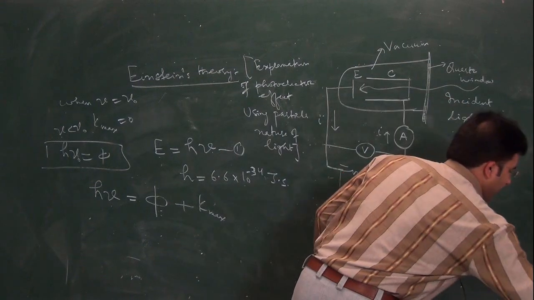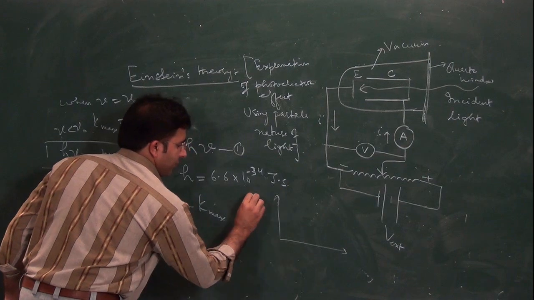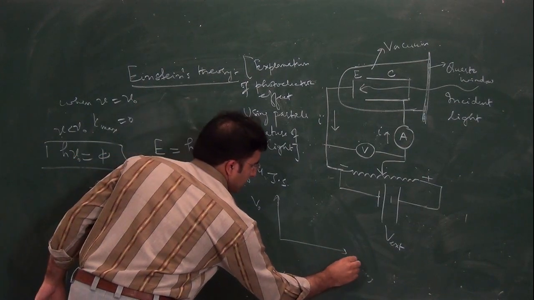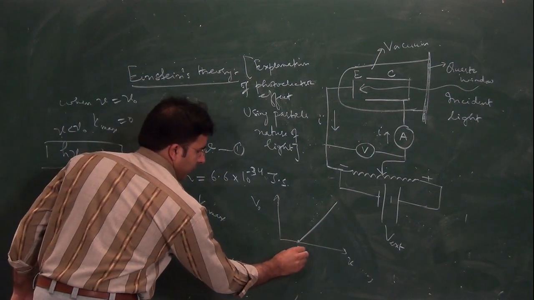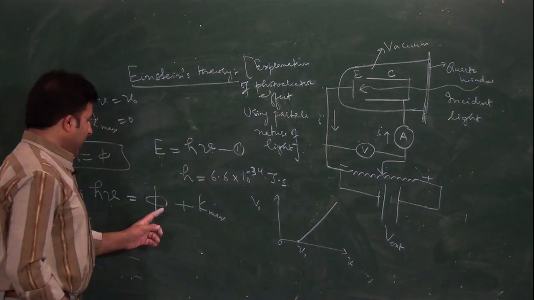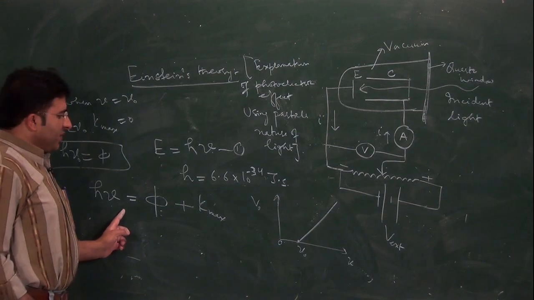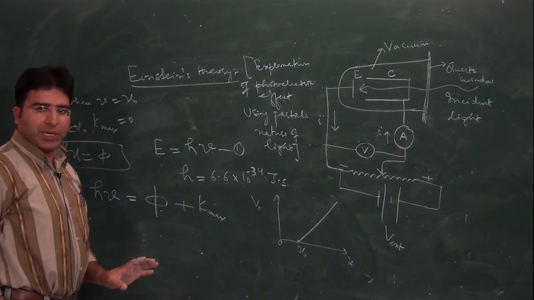Experimentally, stopping potential was directly proportional to frequency, and this value of frequency was the threshold frequency. Einstein said, my photoelectric equation also predicts the linear relationship between stopping potential and frequency.